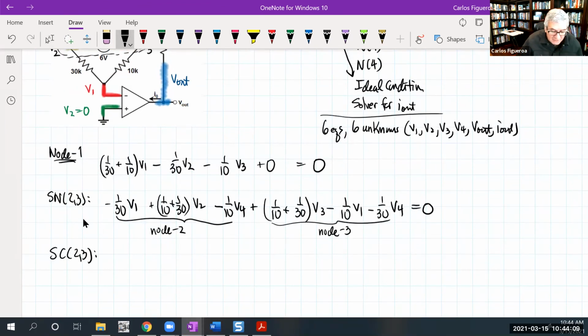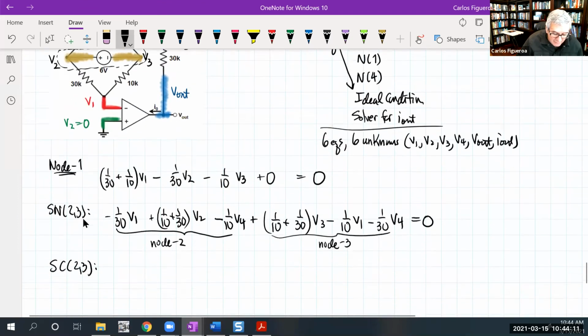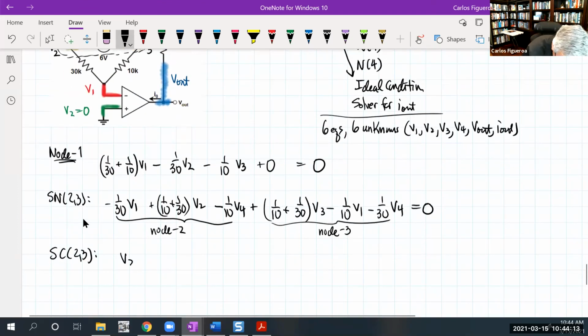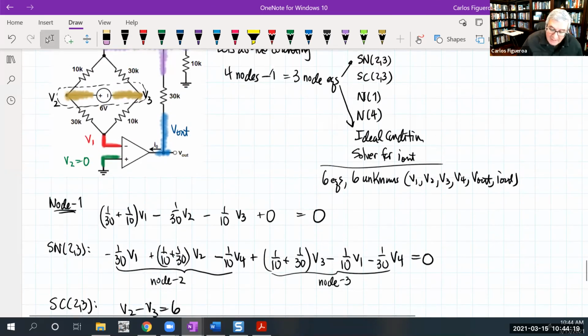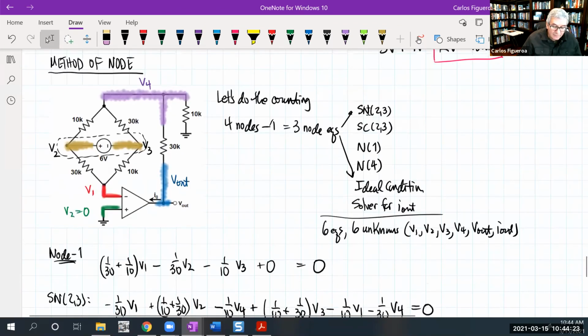And my super condition says that 2 is higher than 3. So then I'm going to write V2, V3 equals 6. So now I need n equal to 4. N equal to 4 here, you're seeing that there are what? Well, there's a lot of them, right? There's 10, 20, 10, 30, 30, and 10. So let's go write that out.